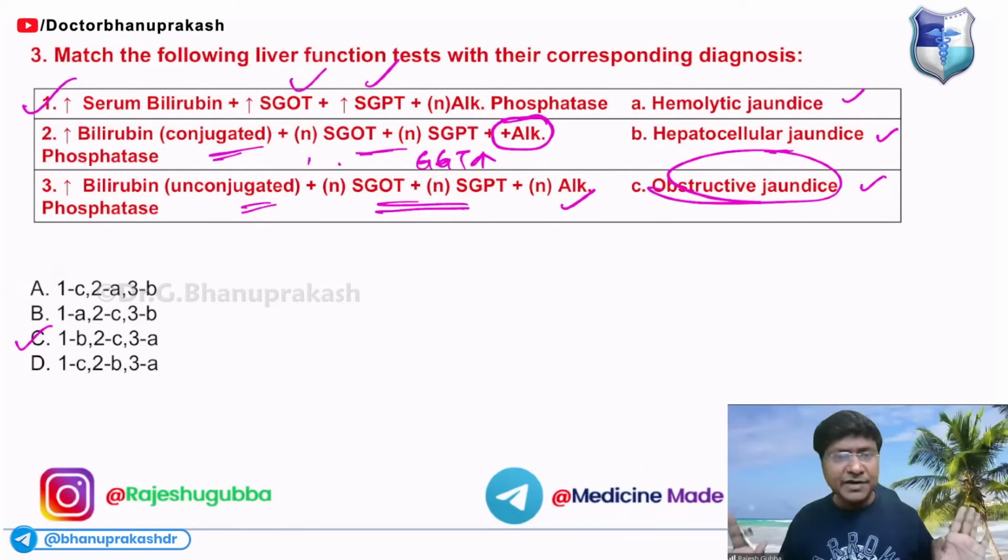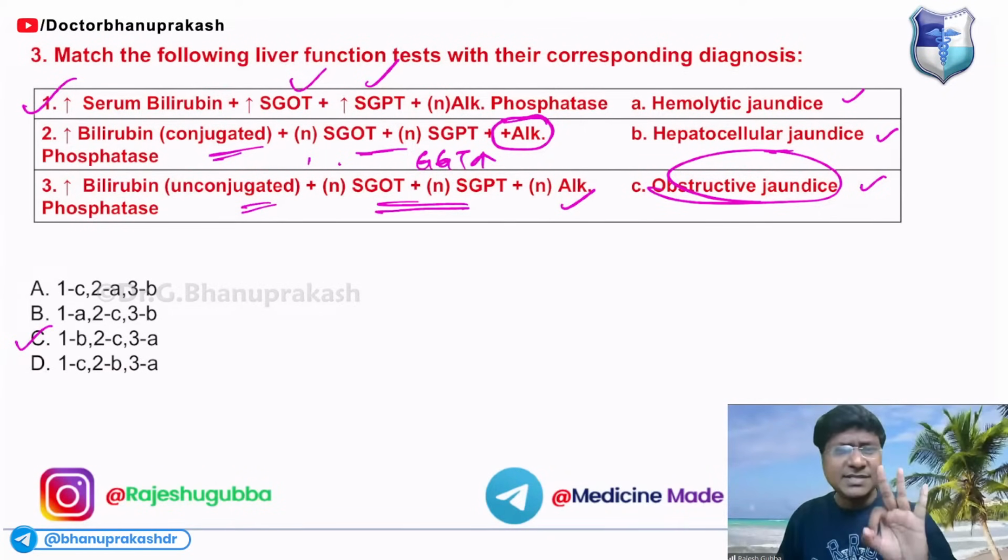So it is very simple to make out the jaundice. Hemolytic jaundice, unconjugated bilirubin elevated, remaining everything normal. Hepatocellular jaundice, conjugated bilirubin elevated, SGOT, SGPT elevated, alkaline phosphatase normal. Obstructive jaundice, conjugated bilirubin elevated, SGOT, SGPT normal because the problem is outside the liver, and the obstructive pathology, that is alkaline phosphatase and gamma GGT, is elevated. So these three things, if you know related to jaundice, that is more than enough, right?